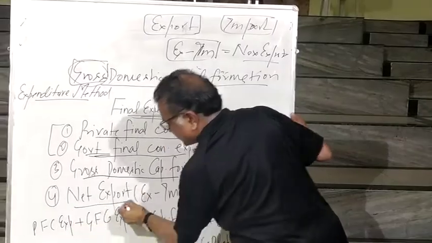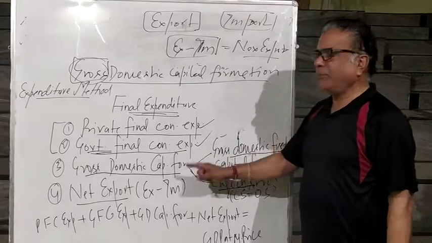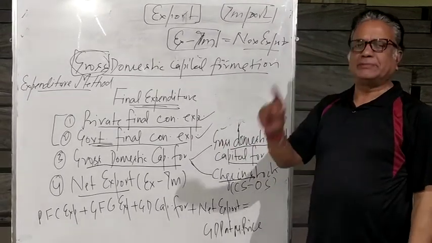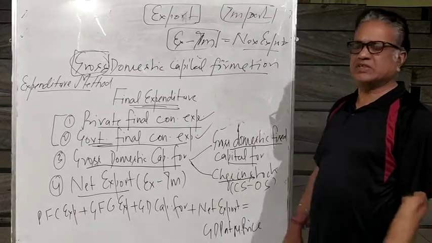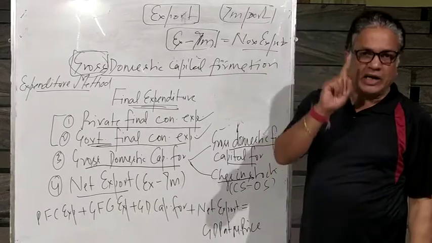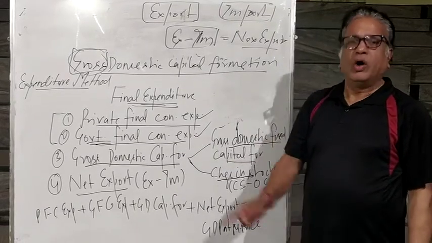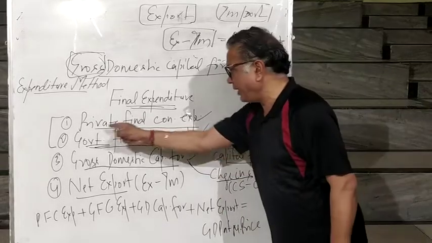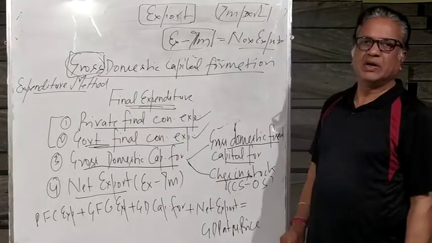This is the last component. So if we have to calculate total final expenditure, or expenditure on final goods and services, first we will calculate the expenditure on consumption by the individual consumer, or on behalf of the consumer by the private charitable trust. What do you call it? Private final consumption expenditure.